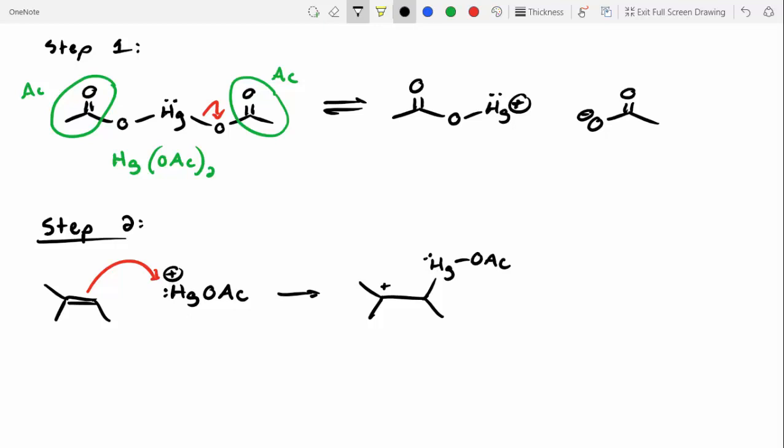However, mercury is really big. It likes to share its electron density. So what do you think that lone pair might do? Yeah, exactly. So what ends up happening in this case is a lone pair on mercury will donate those electrons into the positive center. And you end up forming a mercurinium ion.